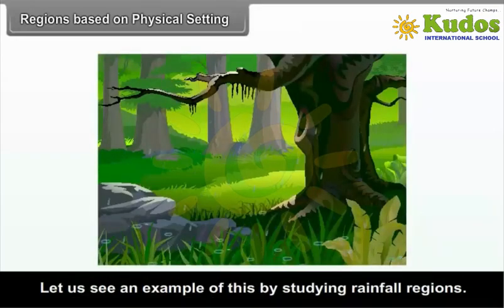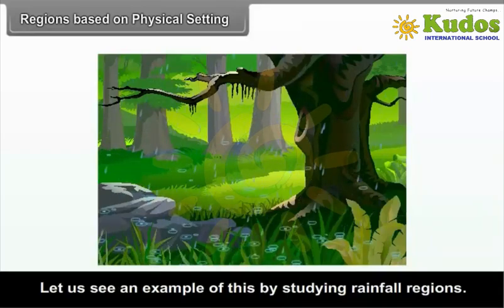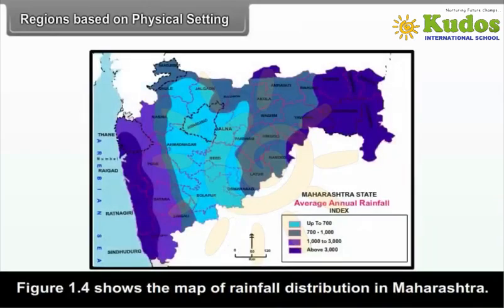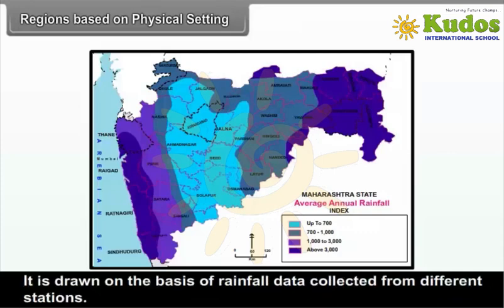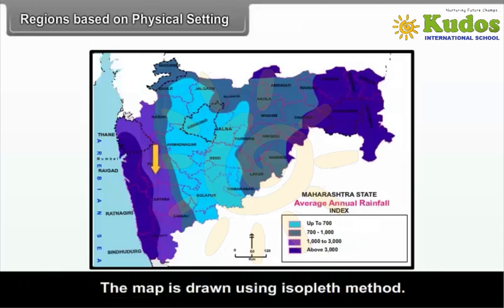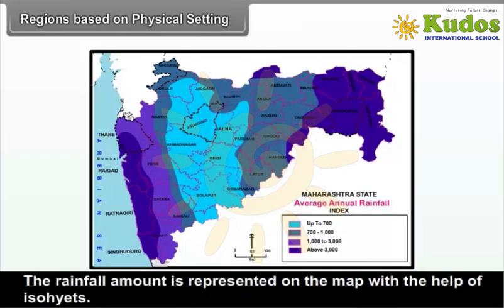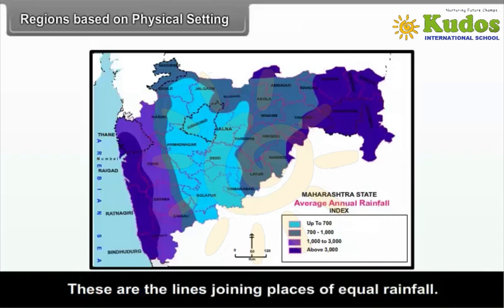Let us see an example of this by studying rainfall regions. Figure 1.4 shows the map of rainfall distribution in Maharashtra. It is drawn on the basis of rainfall data collected from different stations. The map is drawn using the isopleth method. The rainfall amount is represented on the map with the help of isohyets. These are the lines joining places of equal rainfall.